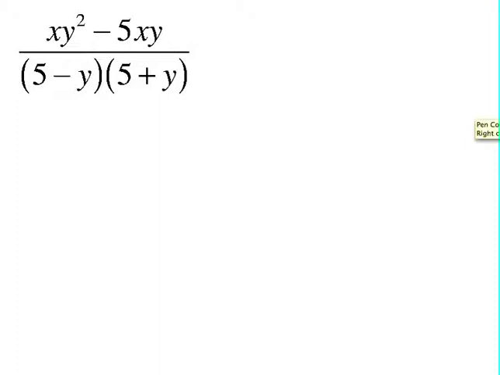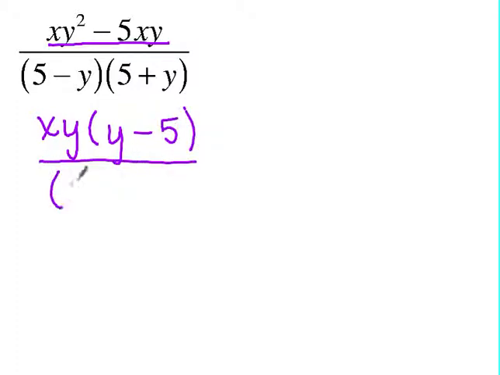I want you to tell me where I'm going to start. Okay, so tell me what I need to do. Okay, put the x on the outside. And a y, good. You caught that x and the y both. So if I take an x and a y from xy squared, what am I left with? Y. Minus 5. Very good. On the bottom, I have 5 minus y, 5 plus y.